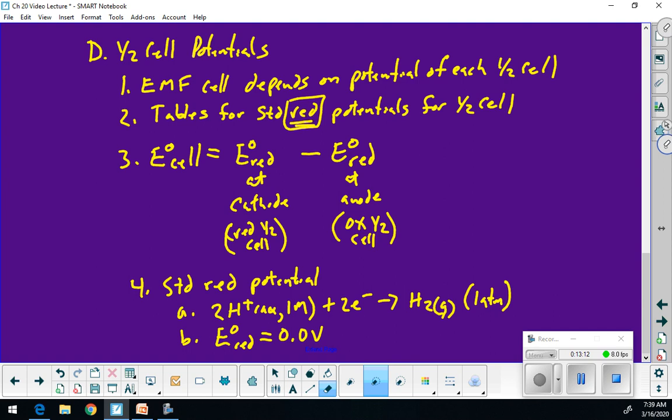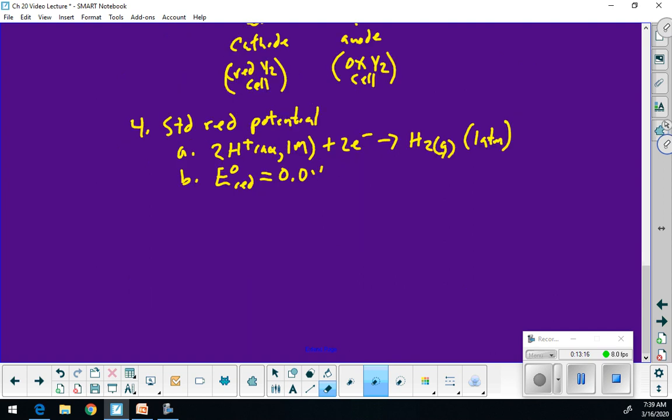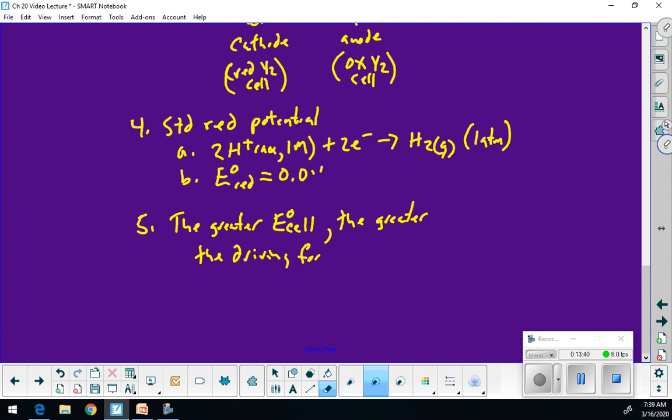One other thing we might want to know is the greater this difference, ay caramba, the greater the standard cell potential. So the greater the standard cell potential, the greater the driving force for the reaction. All right, sound cool?